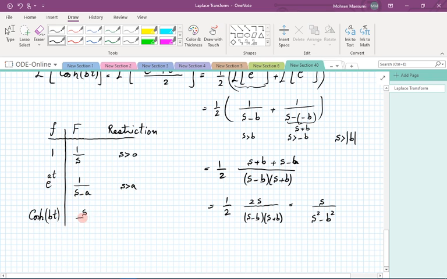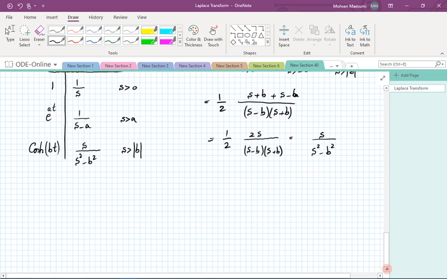S over s squared minus b squared. Now s has to be larger than absolute value of b. Restrictions aren't going to play a huge role for us, but it's good to pay attention that these formulas are not applicable to just any value of s. There is some restriction to be observed. So what do you think is the next one?